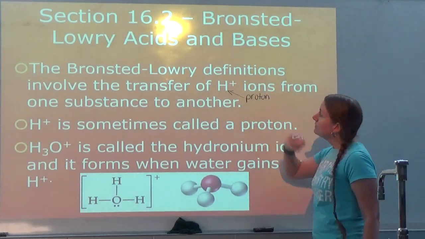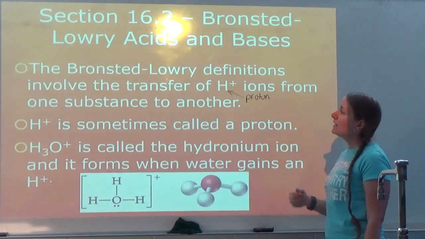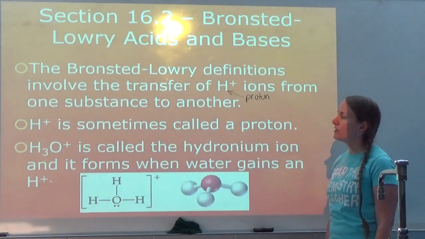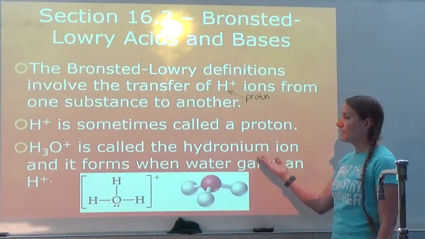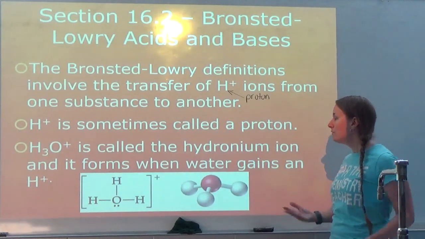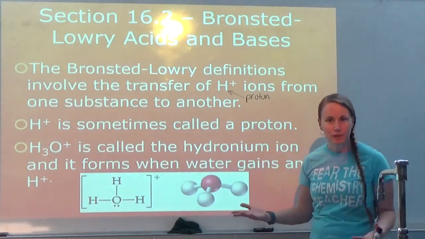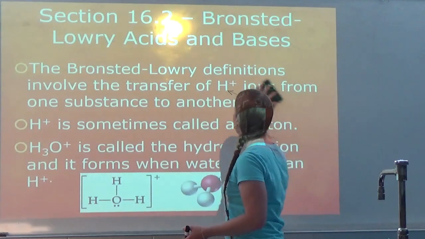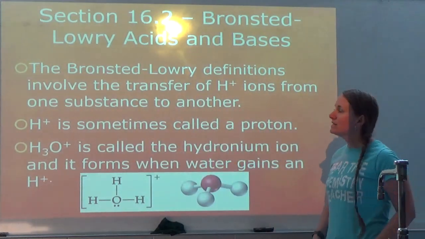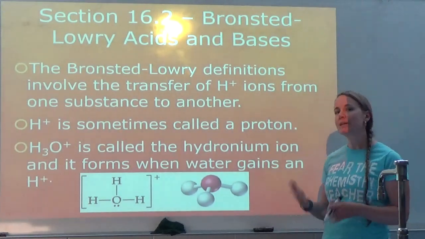So Bronsted-Lowry's involve the transfer of H plus ions from one substance to another. And so like I said, H plus is sometimes called a proton. H3O plus, like I just showed you on the previous slide, is called the hydronium ion, and it forms when water gains an H plus. So if an H plus is released by an acid, it will attach to water, making H3O plus. So like I said, we'll use H plus and H3O plus interchangeably.